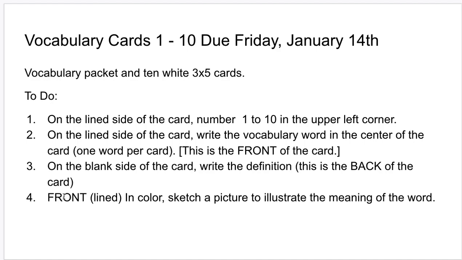Is there a number in the upper left for each of the 10 cards? Is the vocabulary word written in the center of the vocabulary card? Is there an image to illustrate the meaning on the front of the card? And finally, is there a definition written on the back of the card?